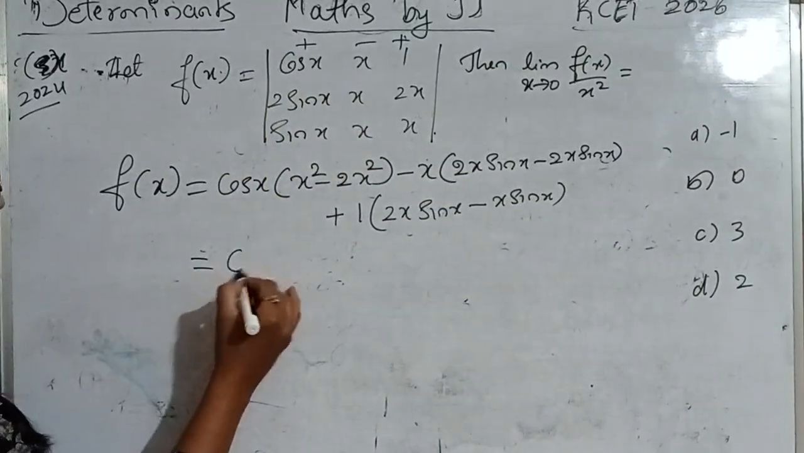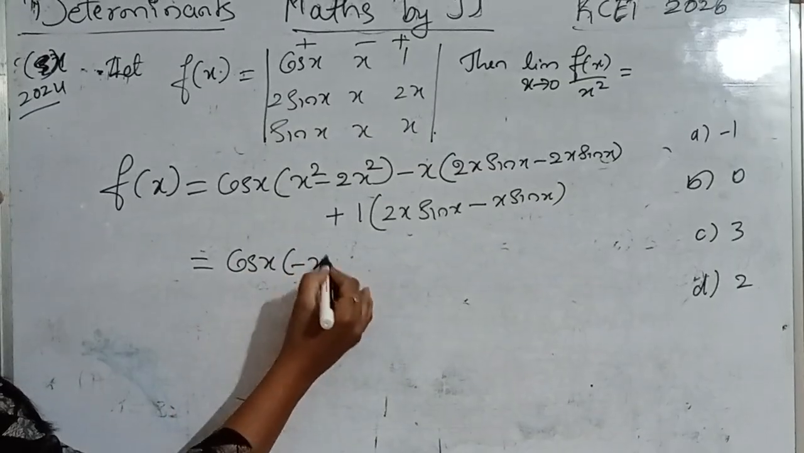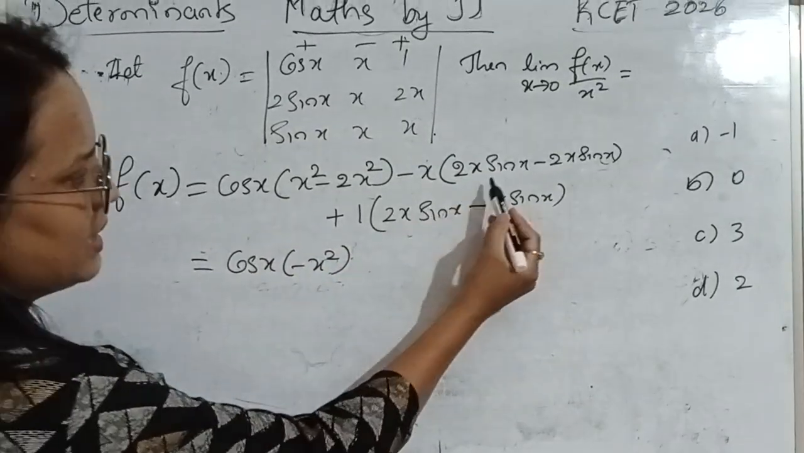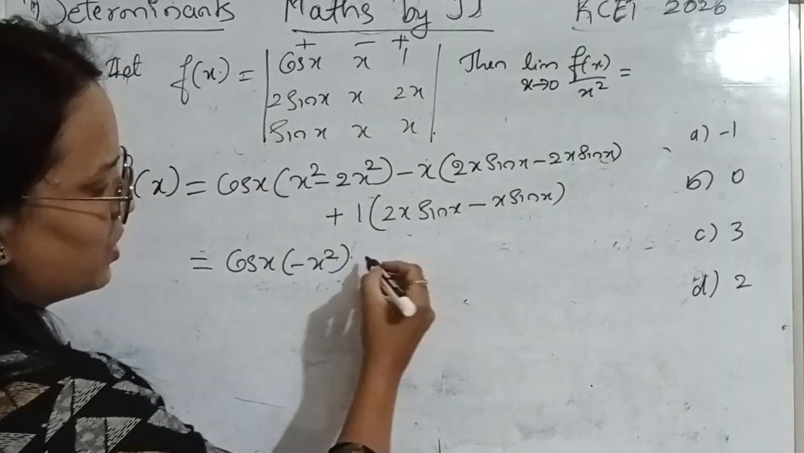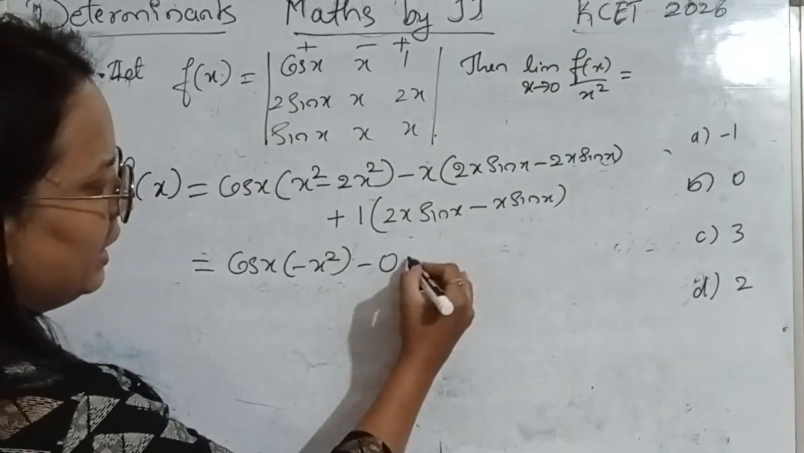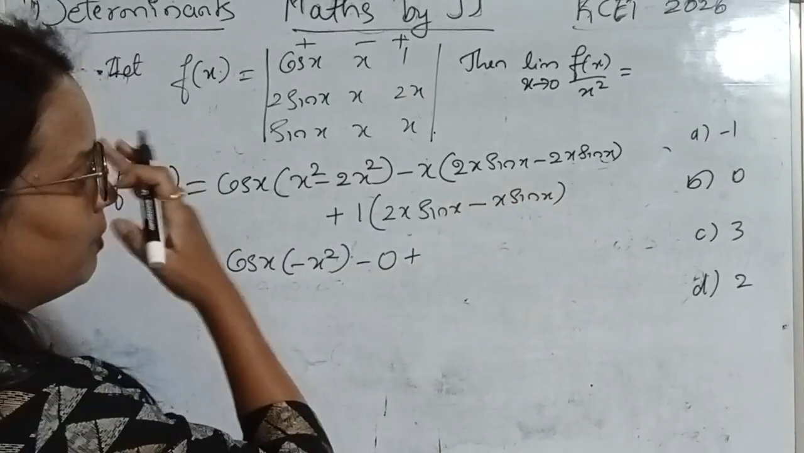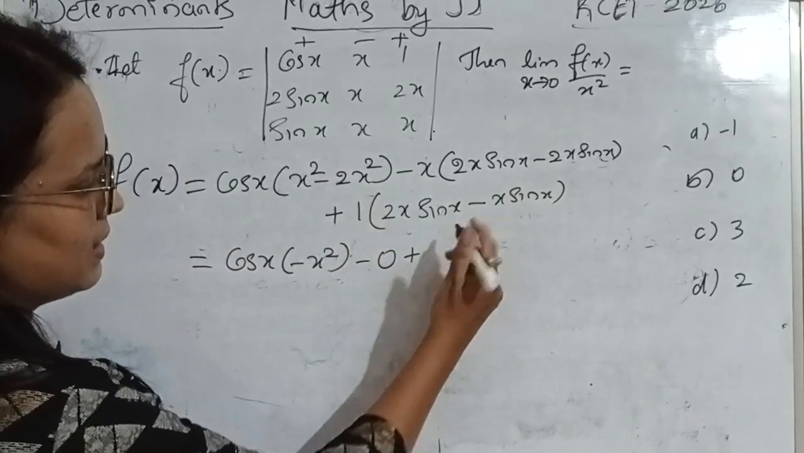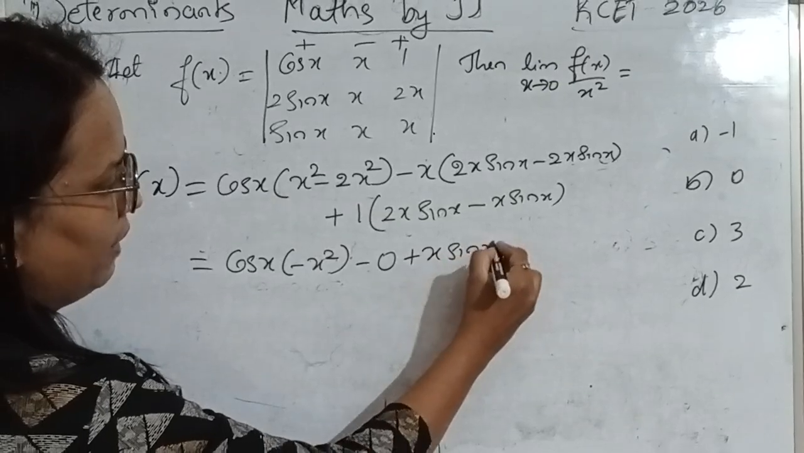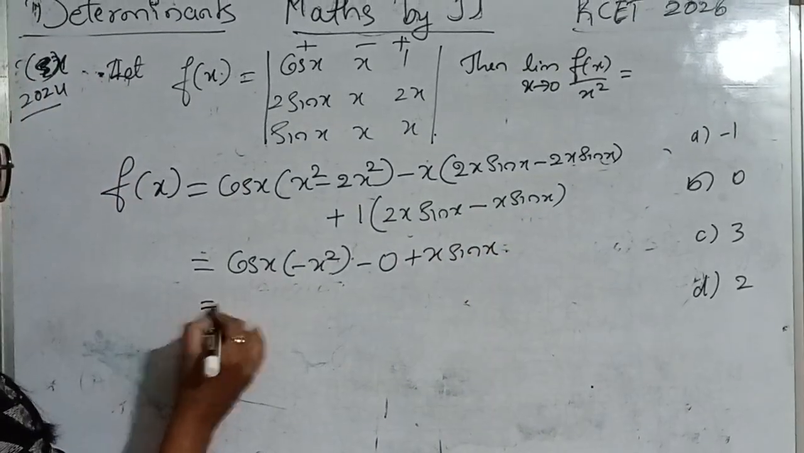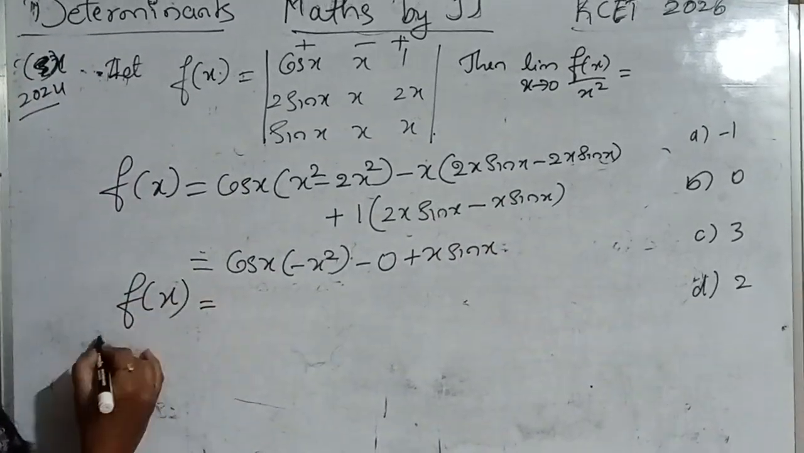Now this is equal to cos x, you are left with minus x square, and at least both are the same, so the subtraction will give you 0. Then here it is 2x sin x minus x sin x. Meaning 2x sin x minus x sin x, you are left with x sin x. So basically the function is f of x.